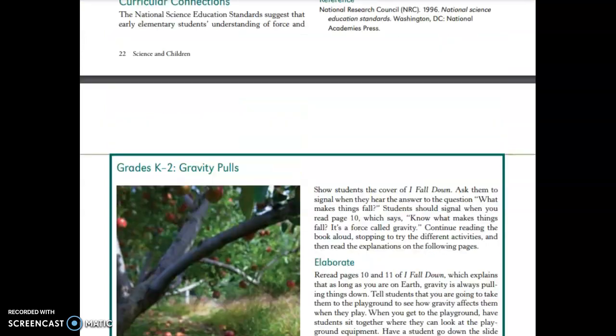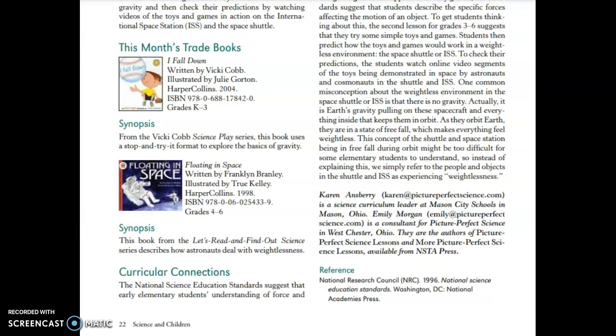This is a trade book lesson. The trade book in this particular lesson is I Fall Down, which is written by Vicky Cobb and illustrated by Julie Gordon. Pretty much this book is a stop-and-try-it format that explains the basics of gravity.